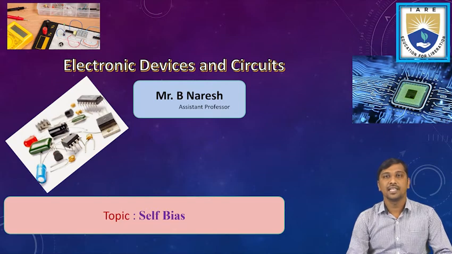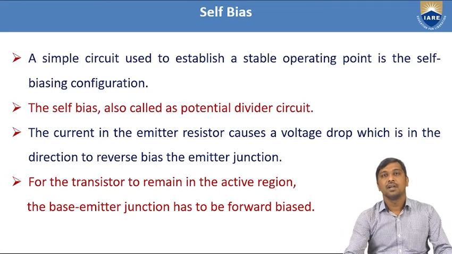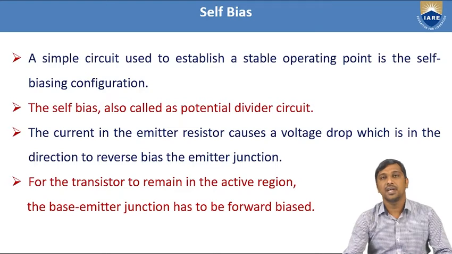Today's topic is self-bias. Before going to this biasing concept, this biasing method is approached for a transistor to act as an amplifier. And we know that when the transistor is configured in the active region, it acts as an amplifier.